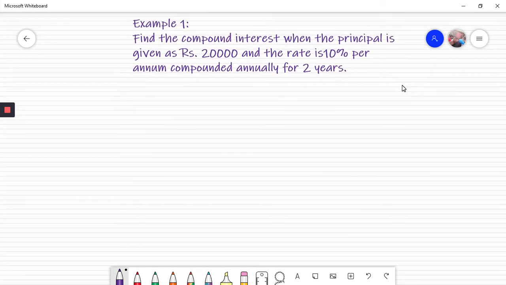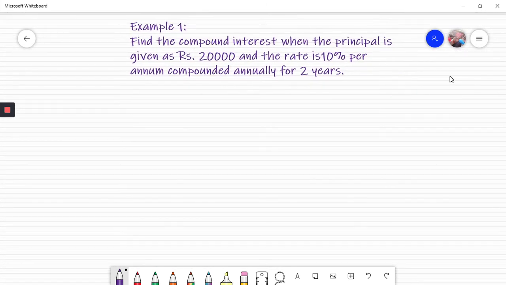The example says: find the compound interest when the principal is rupees 20,000. So we have just noted down the value, that is 20,000. Next, the rate is 10% and the duration for which it is compounded is 2 years.